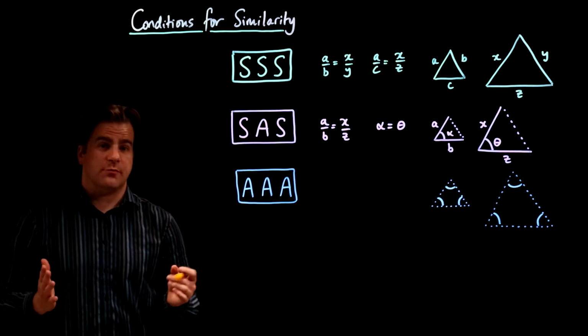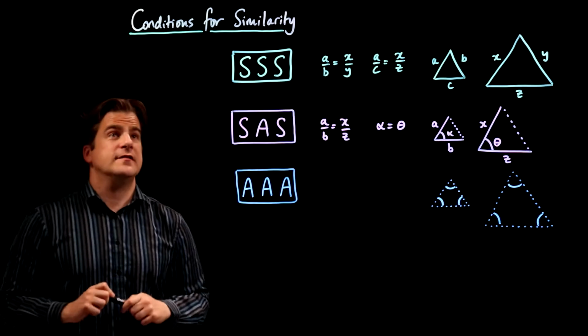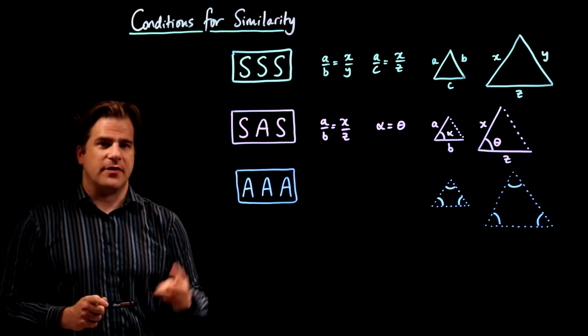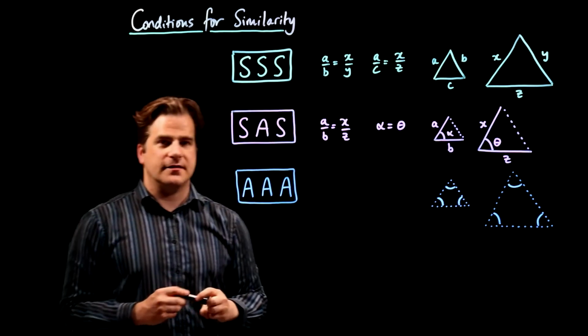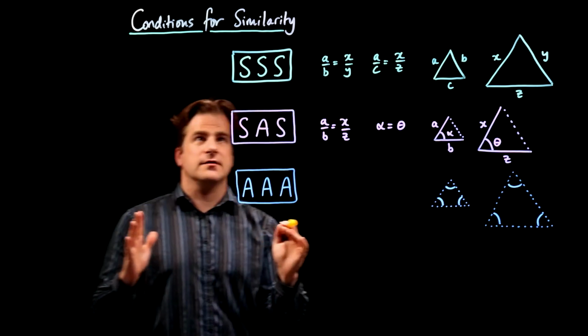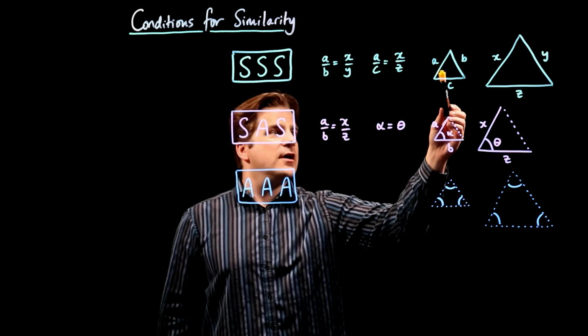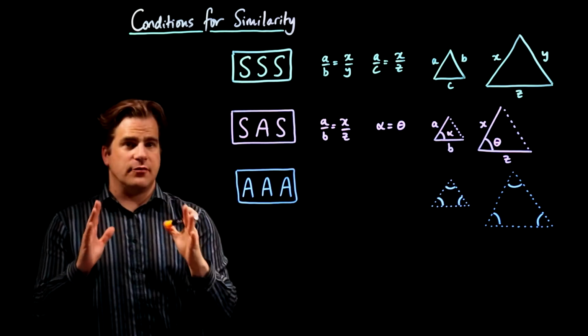You're often asked to prove that two triangles are similar. In order to do that, you need to know what the conditions for similarity are. So here they are. There are three of them. The first one, side, side, side. Two triangles are similar if you can prove that their three sides are in proportion.